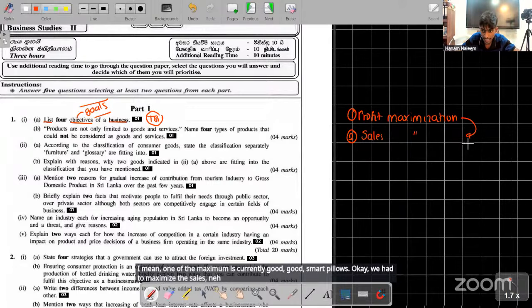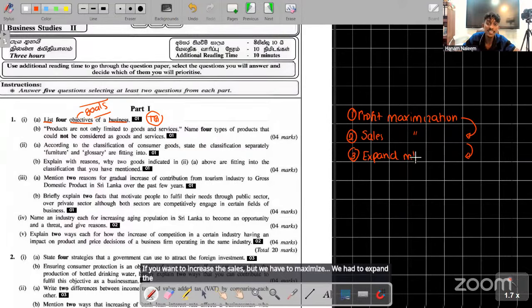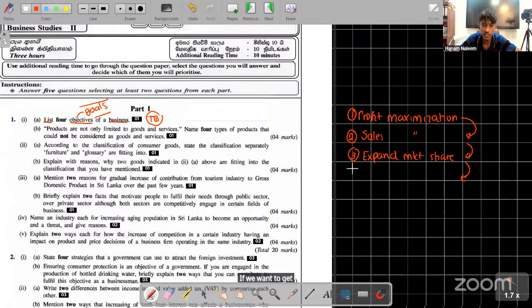If we want to increase the sales, what do we have to increase? That is also a goal. If we want to increase the sales, what do we have to maximize? We have to expand the what? Market share. Market share means our customer base. When we increase the customer base, automatically our sales will increase. Also, if we want to get more customers, what do we have to do?